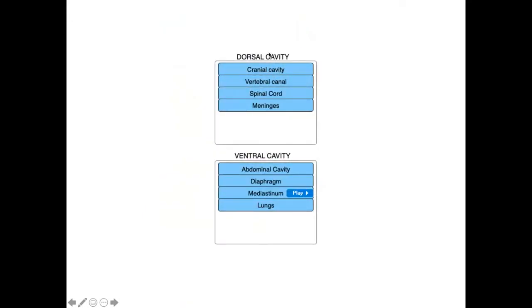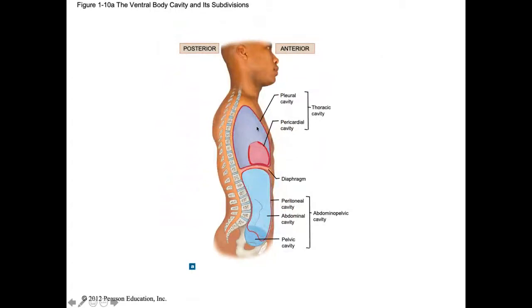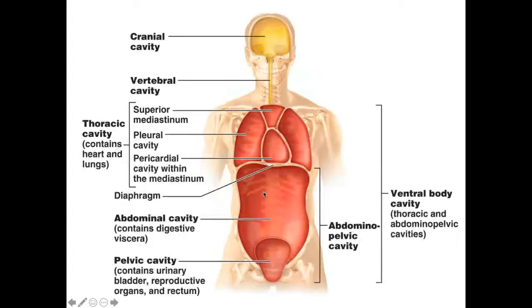Then you'll have to drag and drop. We have a dorsal cavity and a ventral cavity. You have to be able to identify what's in the front and what's more in the back. The cranial cavity is in the back; the vertebral canal and spinal cord and the meninges that protect the spinal cord would all be dorsal. Then the abdominal cavity, the diaphragm, the lungs, and the mediastinum are in the ventral cavity. I'll show you where the mediastinum is in a second.